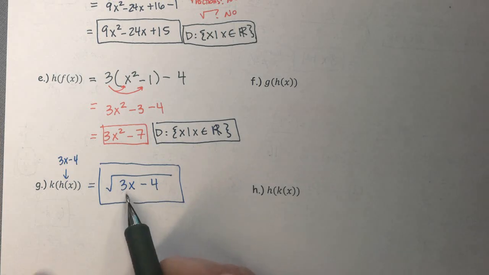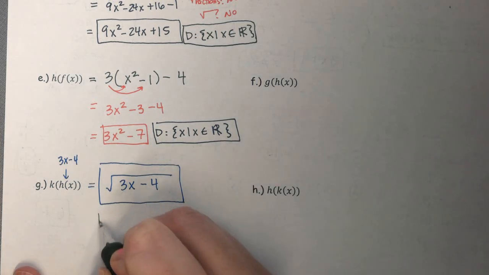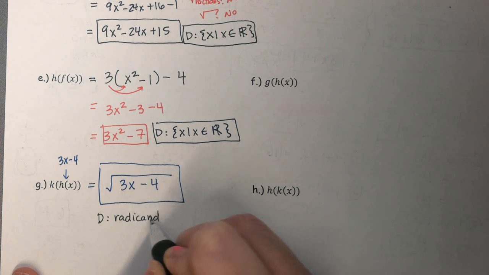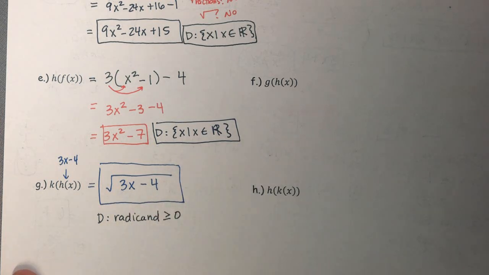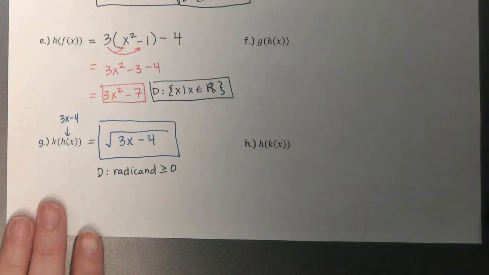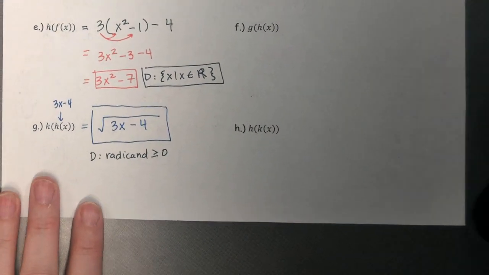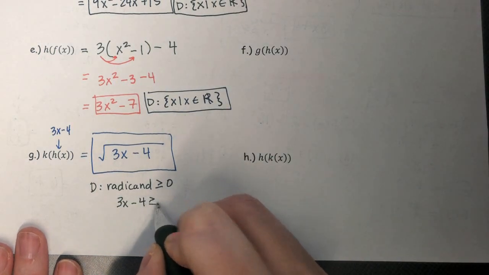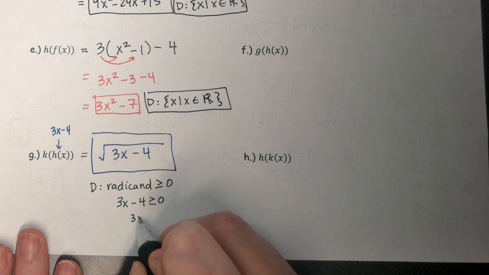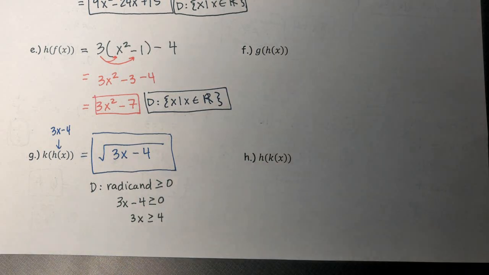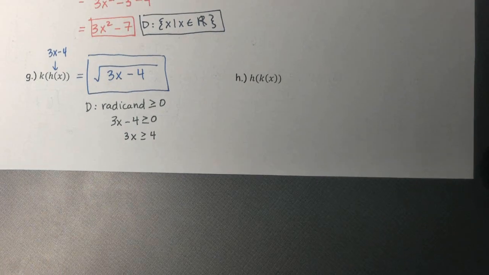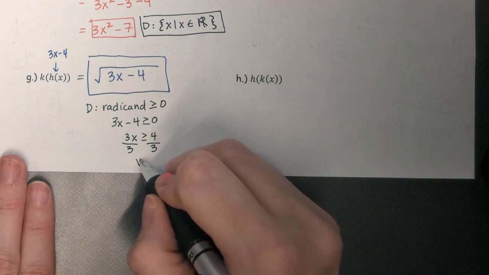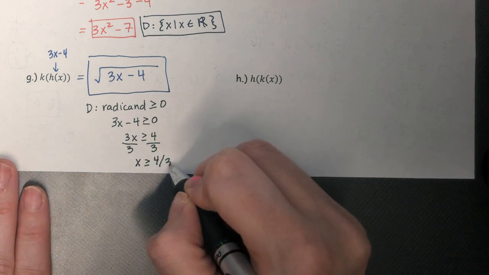Okay, so with the domain, obviously we have a radical. So whenever you have a radical, you have to take what's underneath the radical, called the radicand, and set that greater than or equal to 0. So you are just solving a two-step inequality, which we have already done this year. Okay? So you would add over 4, divide both sides by 3, and x would be greater than or equal to 4/3.